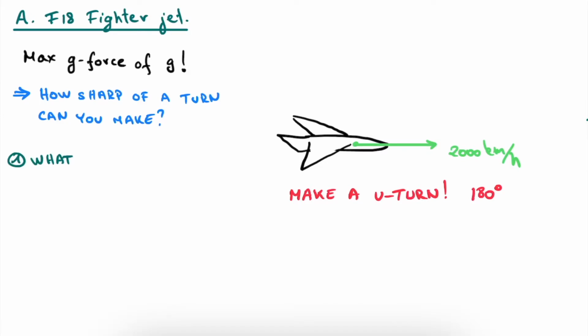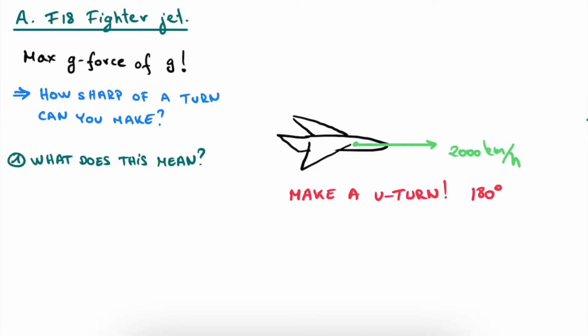And the first step to any real-life problem or application in physics is to understand the question. What does it exactly mean? How sharp of a turn can you make? What exactly is a turn? Well, a turn is basically a change of direction of velocity. And to do this, we need to follow a curved path.